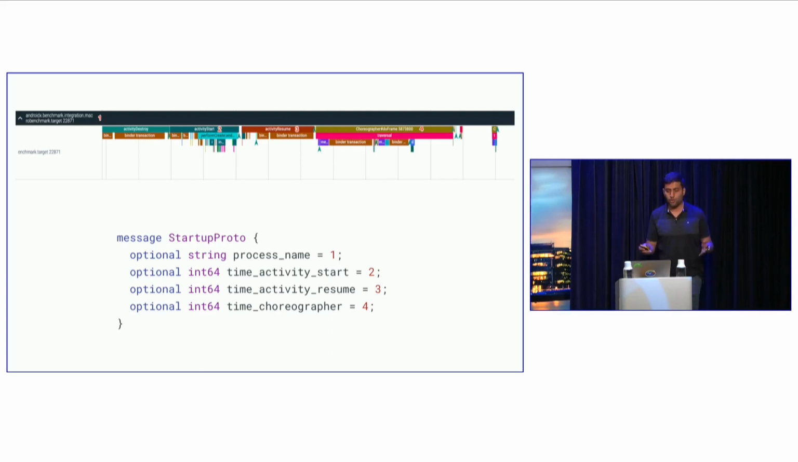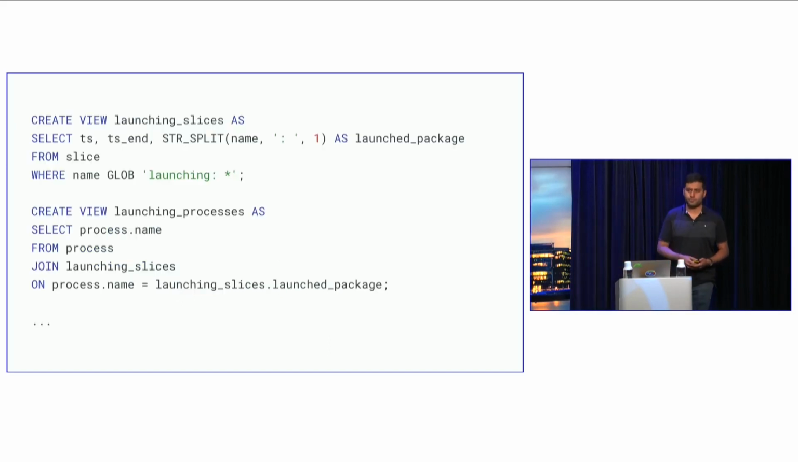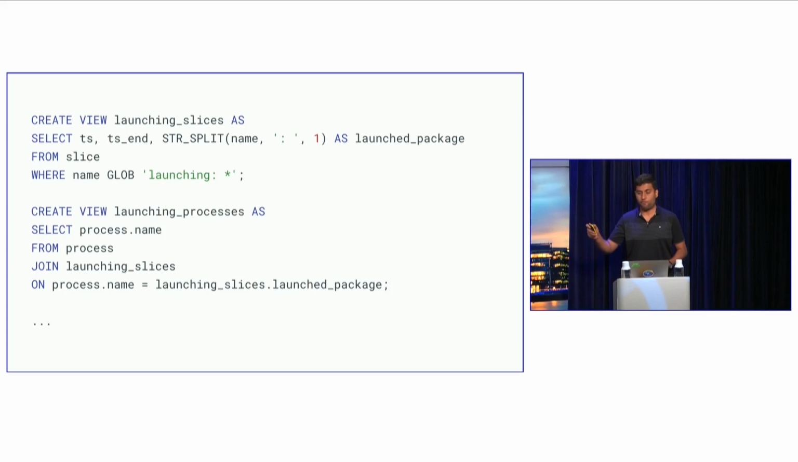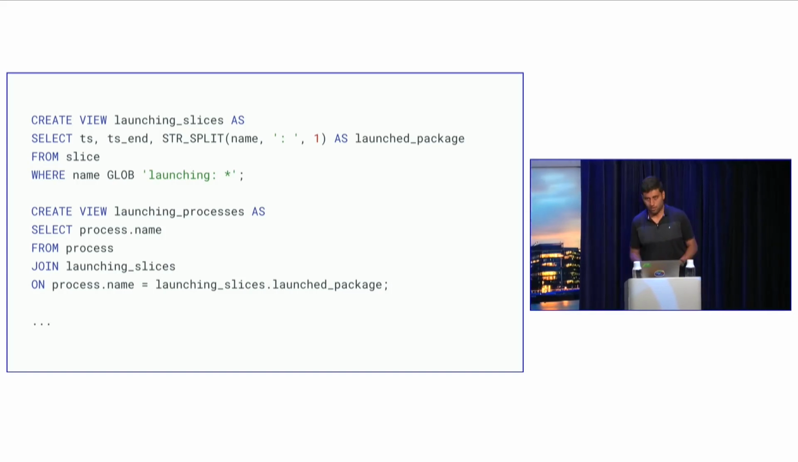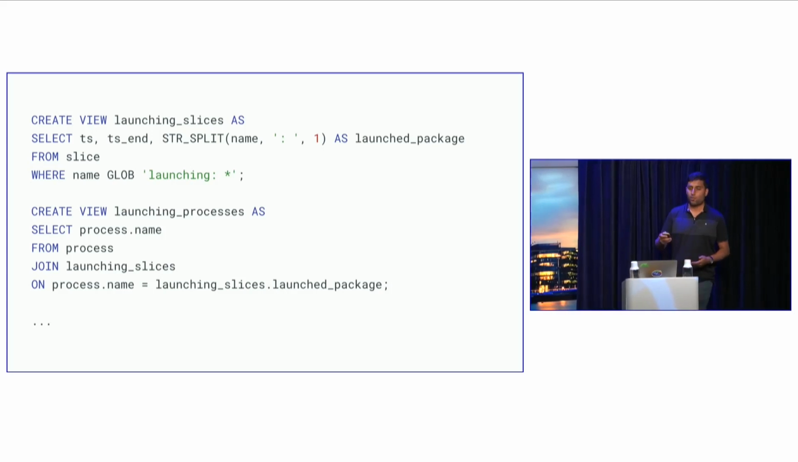And so what I'm going to show you is how you might envisage doing this in trace processor with SQL. So let's start off by first getting the launching slice from the trace. This is how you write that query. I'm creating a view, and I'm extracting the package which is being launched, right? And then I'm matching on this glob pattern. Next, we can get the process which is associated with that launch. All I'm doing is looking at the process table, which is a table built into trace processor, which gives you information about all the processes on the system, right? So all I'm doing is getting the process name which matches the package which is being launched.